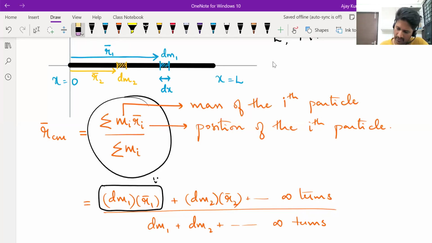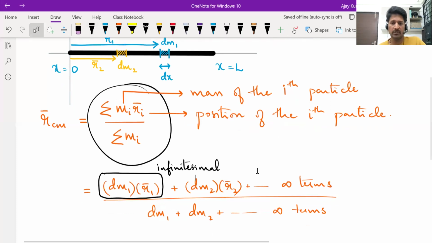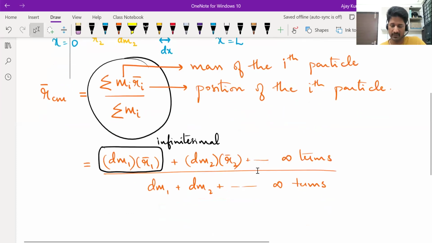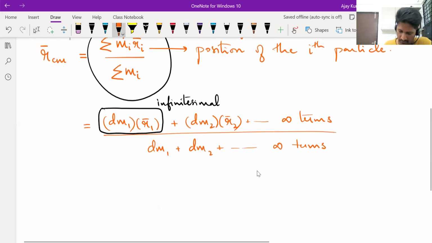Or properly expressed, it should be called infinitesimal. These are very, very small terms whose values you cannot even specify, and there are an infinite number of such small terms. You have to add them. How do we add small terms whose value is not even known? We integrate them. Therefore, for a continuous mass distribution, the position of center of mass is calculated like this.